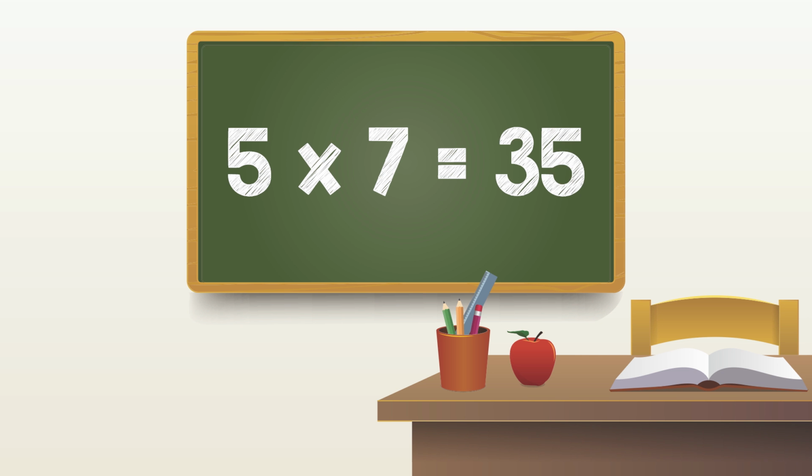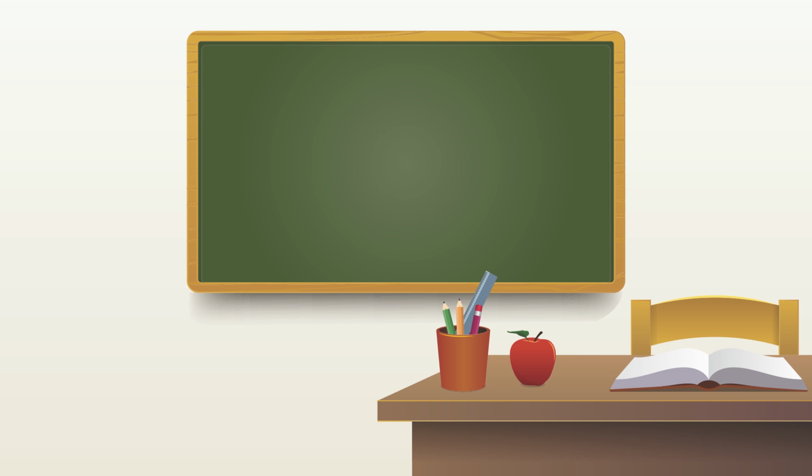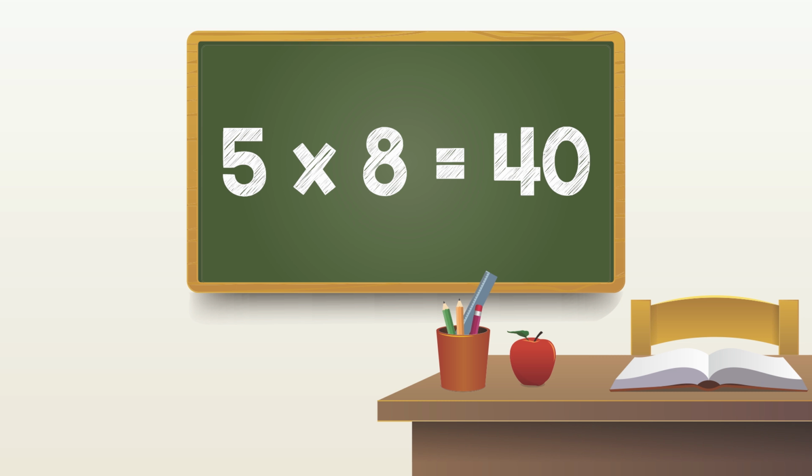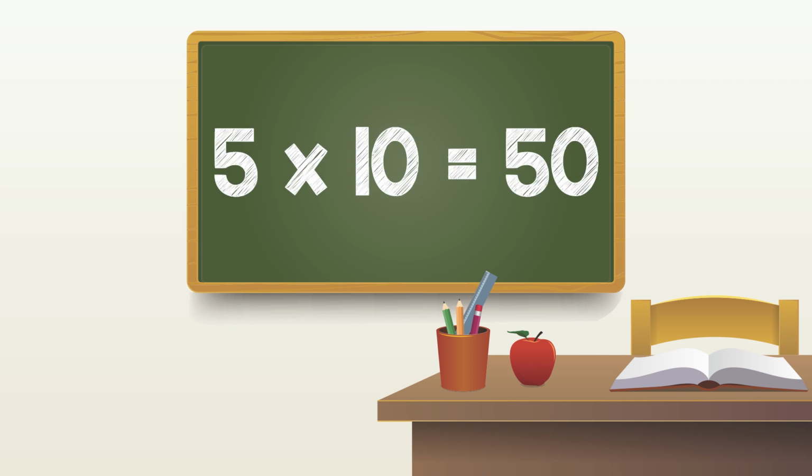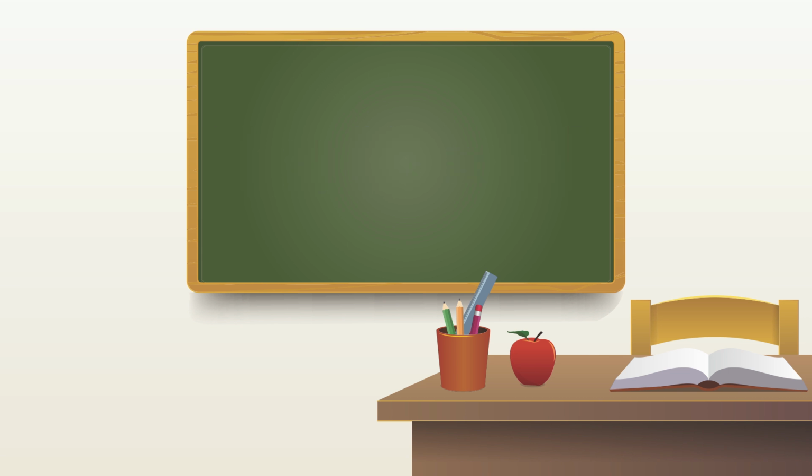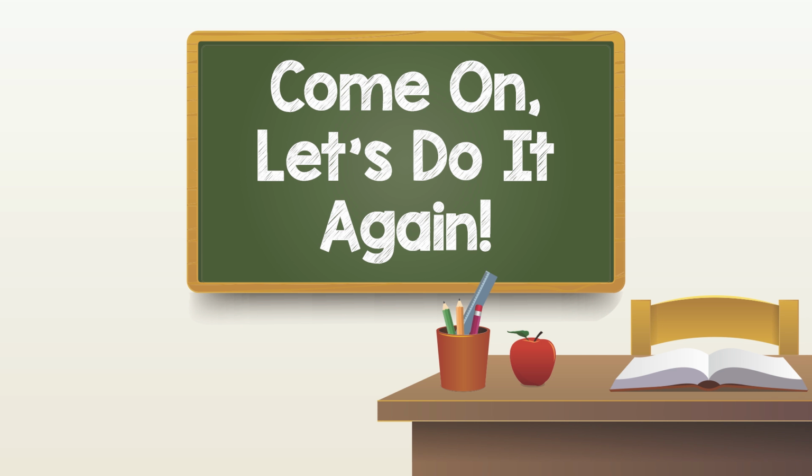5 sevens are 35. 5 eights are 40. 5 nines are 45. 5 tens are 50. Come on, let's do it again.